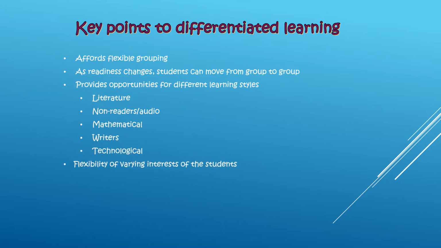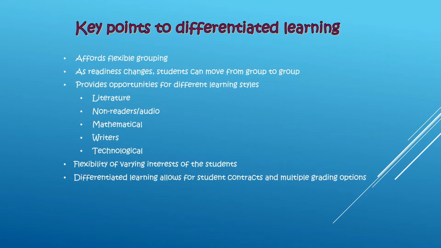We also have different levels providing students of varying interests. So what interests one may not necessarily interest another student. So interest centers are always a great opportunity for students. Differentiated learning also allows students different kinds of contracts and multiple grading opportunities, such as rubric grading, or effort grading, or IEP grading, as well as others.